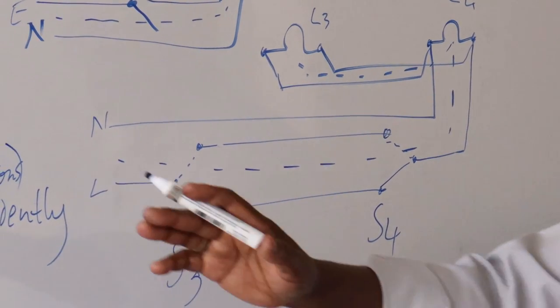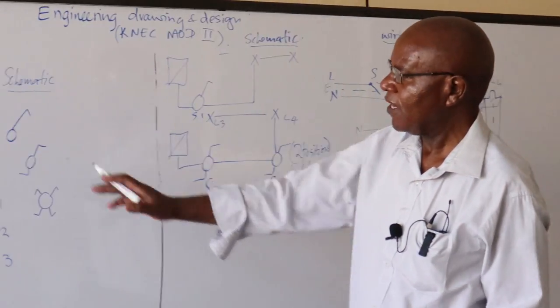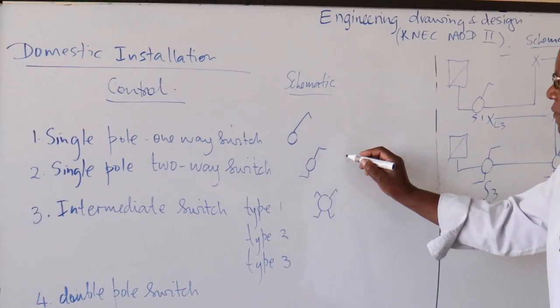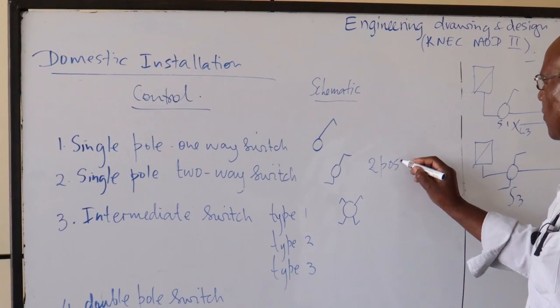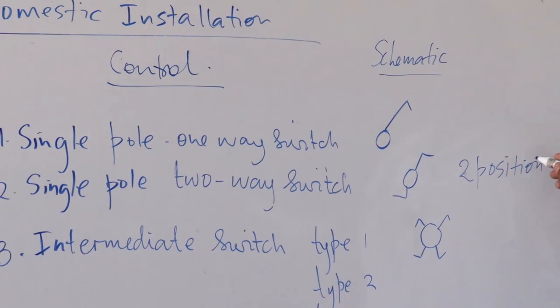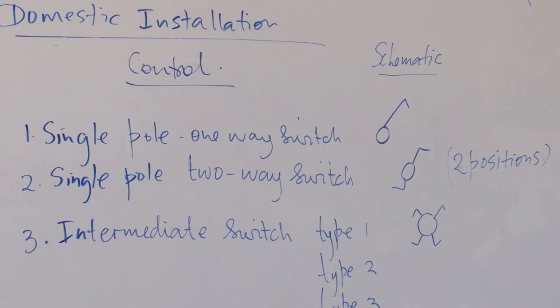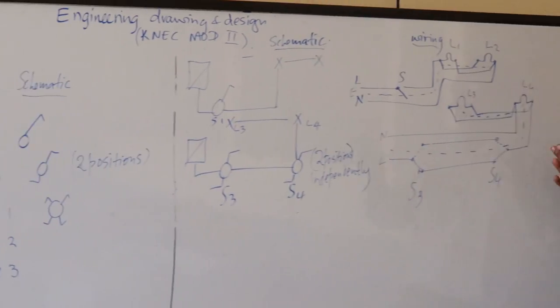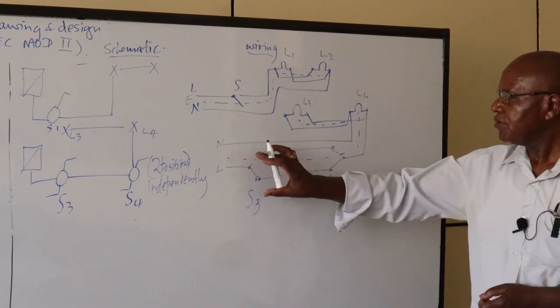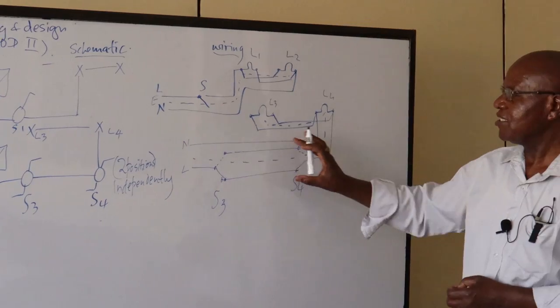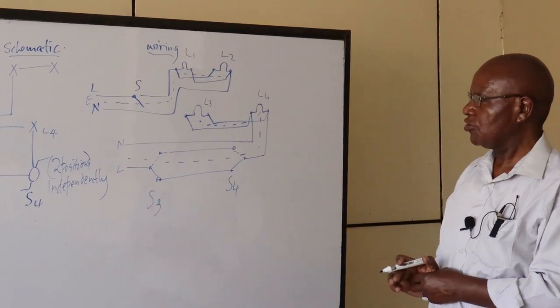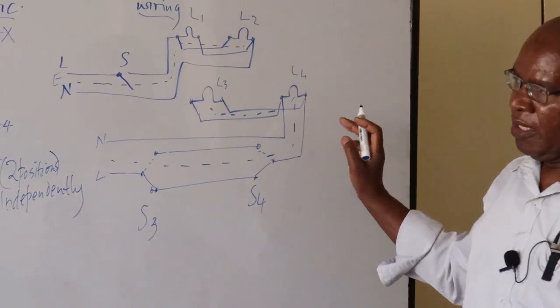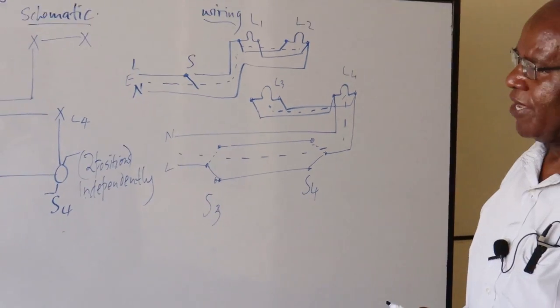So the single pole two-way can be used to control from two positions. And of course, the number of lights is dependent on your need or the current carrying capacity of your cables. So that is the use of the single pole two-way.